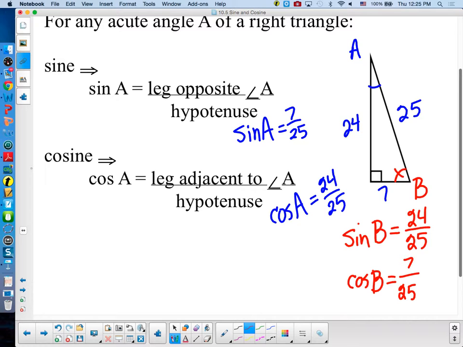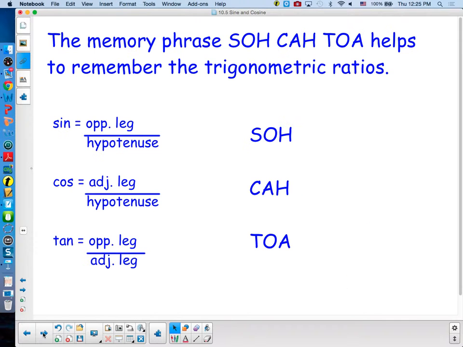If you look at the blue and the red, you might notice that the sine of A is the cosine of B. 7/25. And the cosine of A is the same as the sine of B. Those values do duplicate, just depends which angle you're looking at. Okay, we're going on to a different triangle.